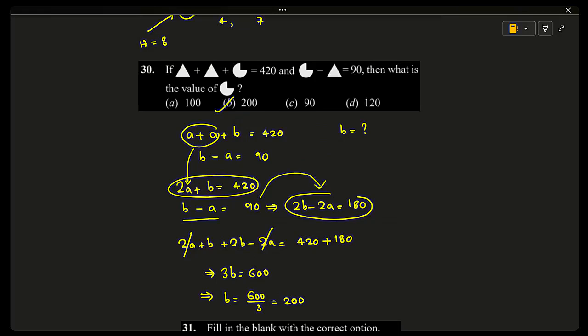Yes, sir. Now 2A and minus 2A, the coefficients are equal. If you add them, 2A gets cancelled and only B will remain. And finally, we can find the value of B, right? Yes, okay, sir. Next question.